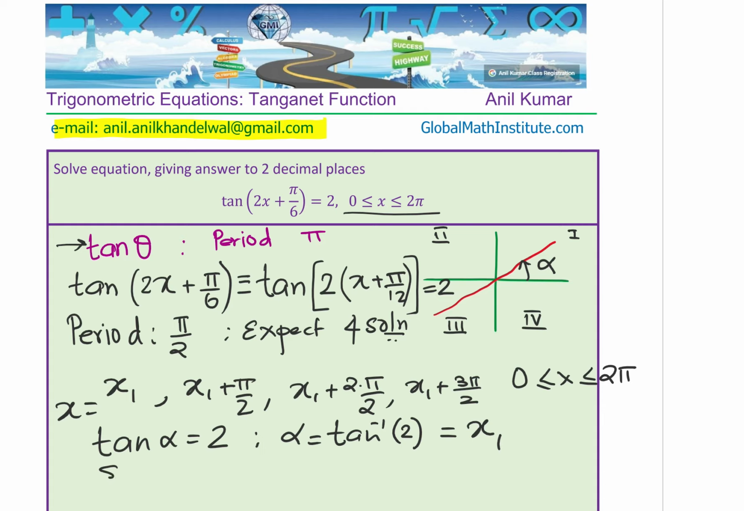So our solution will be the x values equal to this x1 value plus n times pi by 2. Is it okay? Where n is going to be 0, 1, 2, and 3. That will give us the four solutions. I hope you have understood this strategy. That is the overall overview.